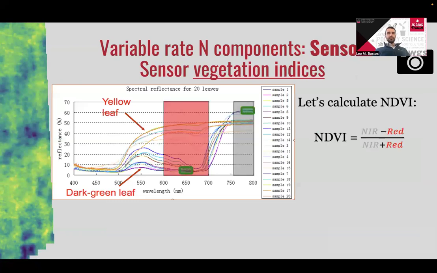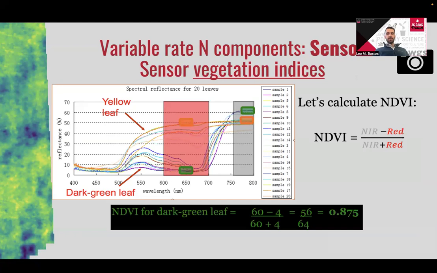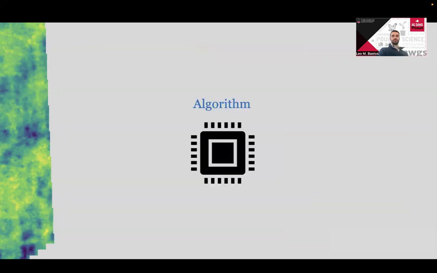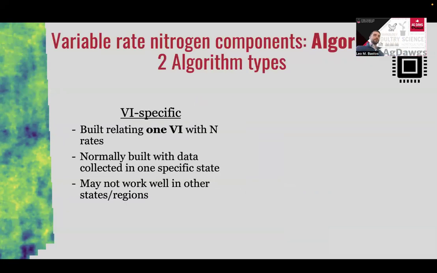So we did some calculations here. I'm just going to skip because it's just plugging in the numbers. We talked about the available bands in a sensor, and the vegetation indices we can calculate will depend on what bands are available in that sensor. Here, for example, we can see that we cannot calculate NDRE using PlanetScope because it does not have the red edge band. And then we started talking about algorithms.